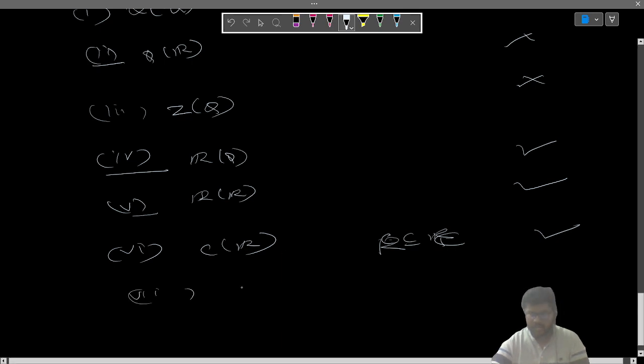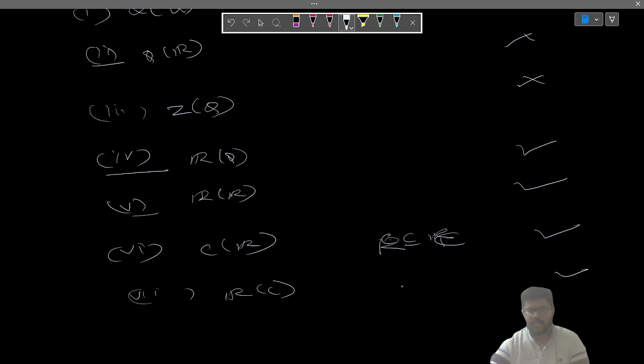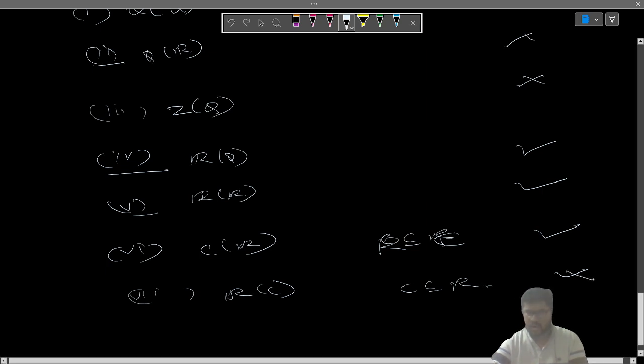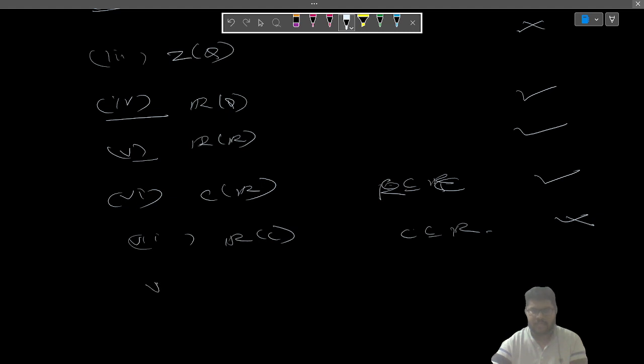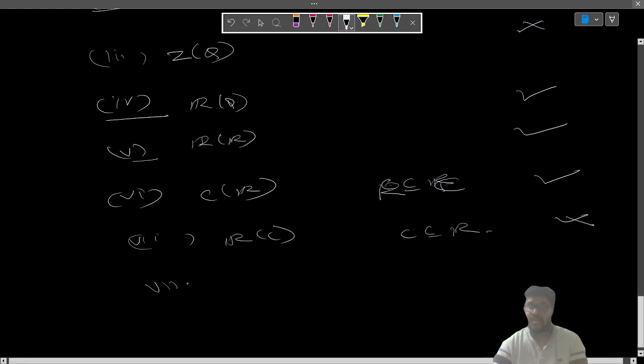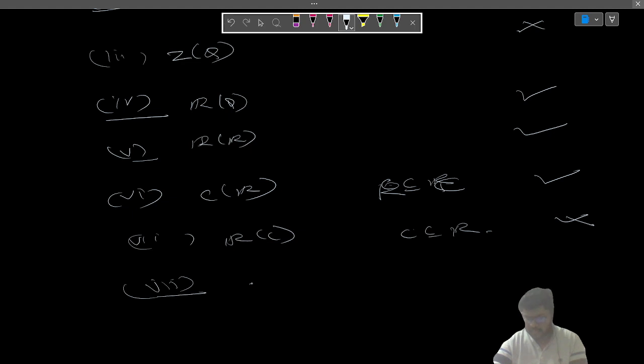Similarly, R over C is not a vector space, because C is not a subset of R. R over C is not a vector space. Then C over C is a vector space.